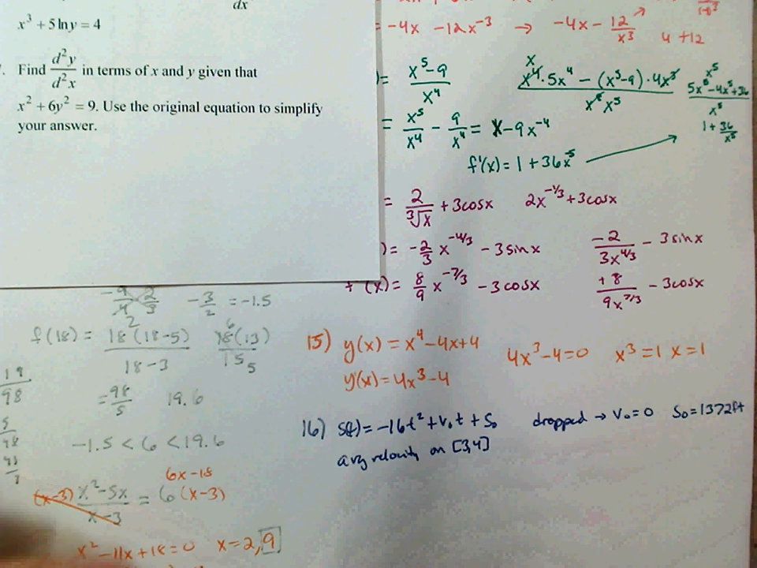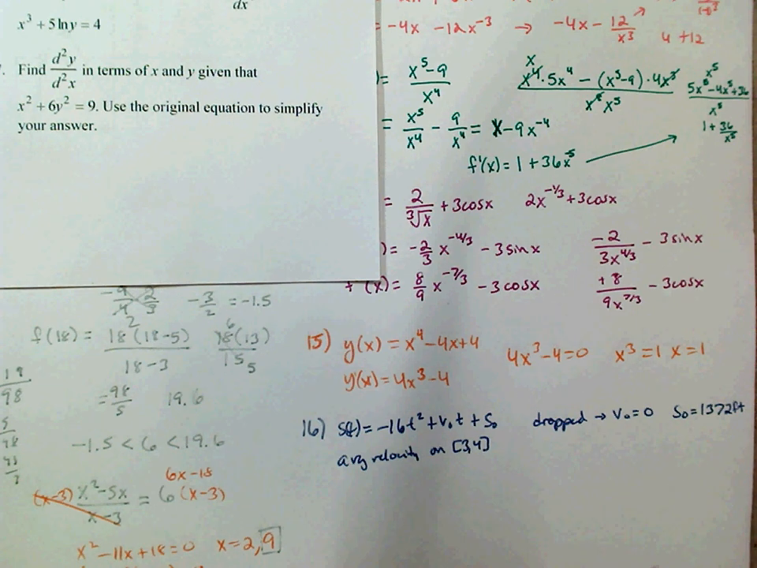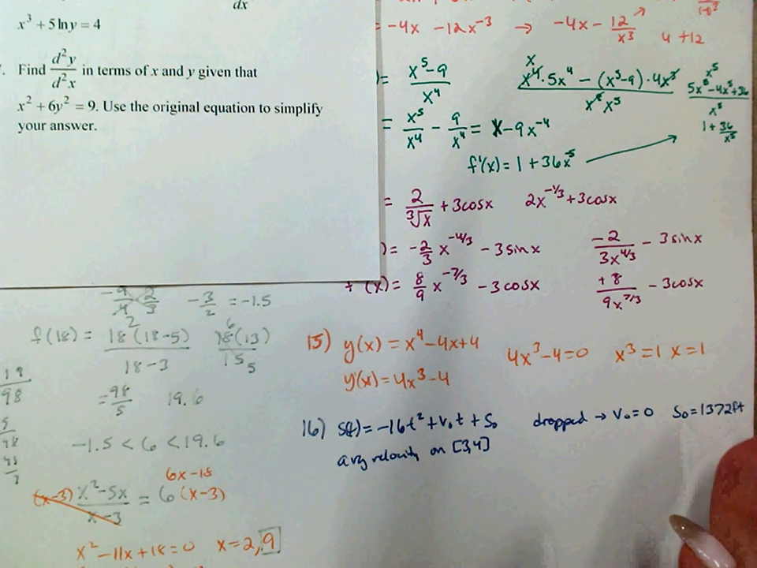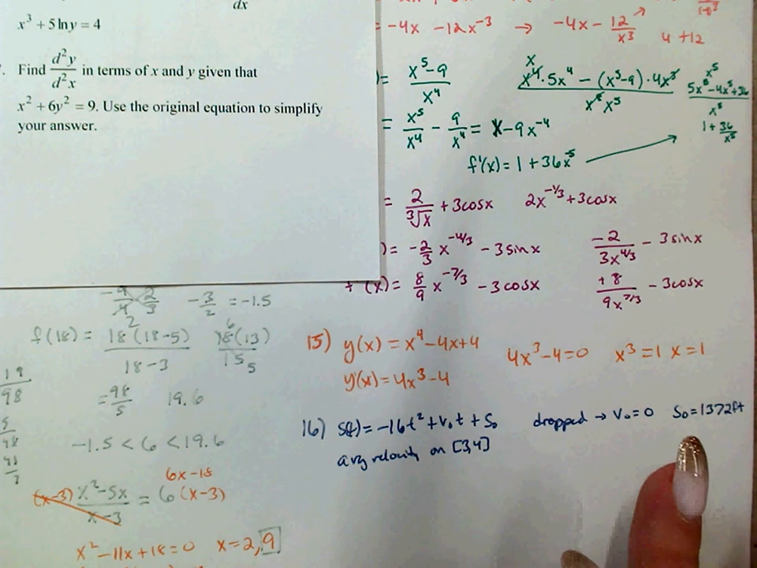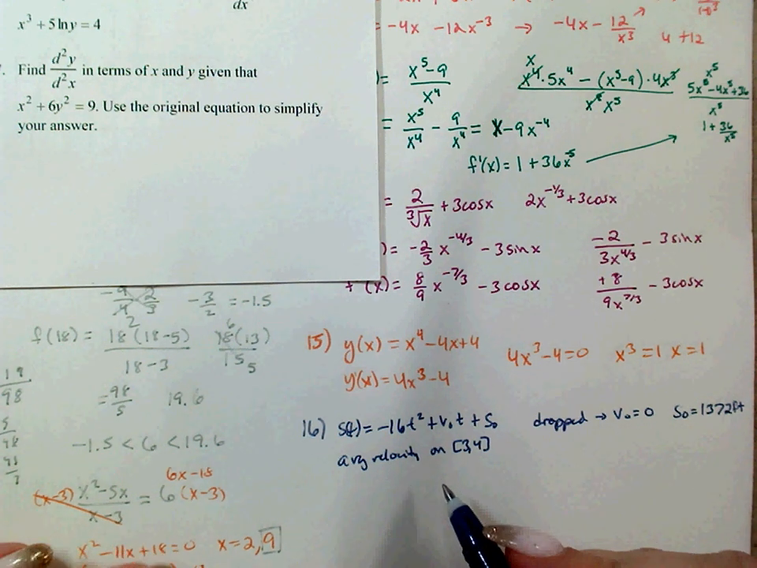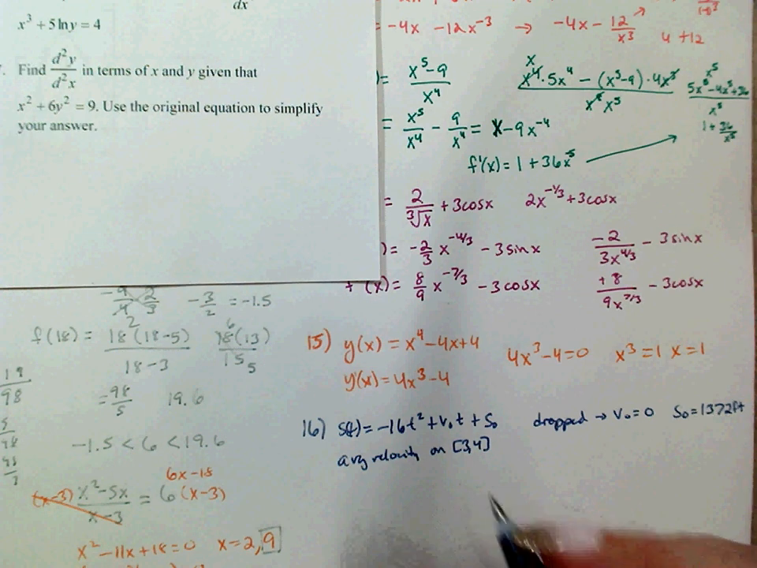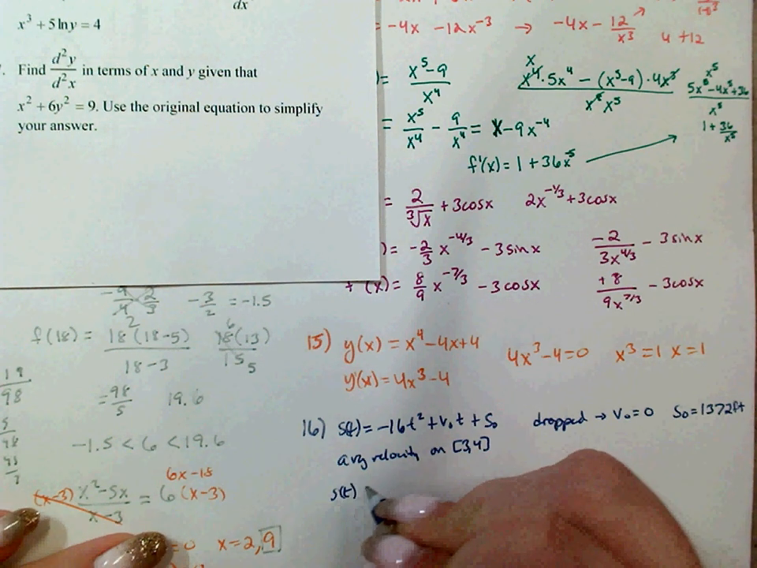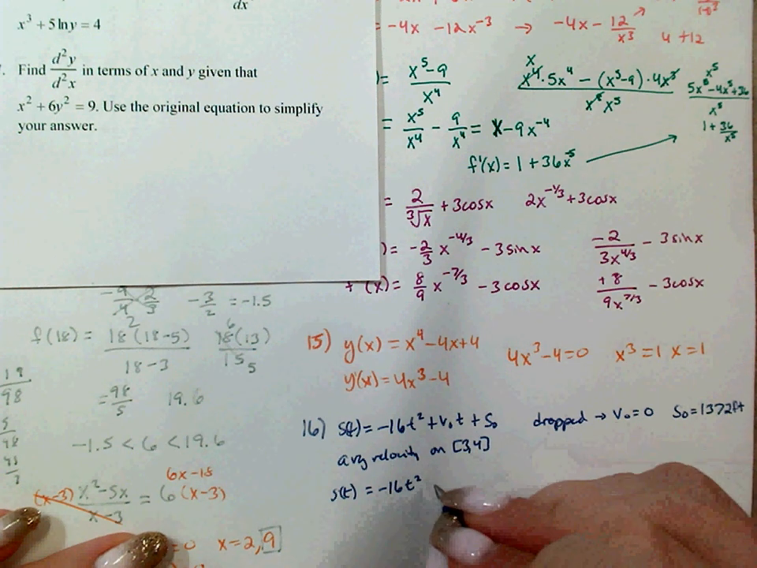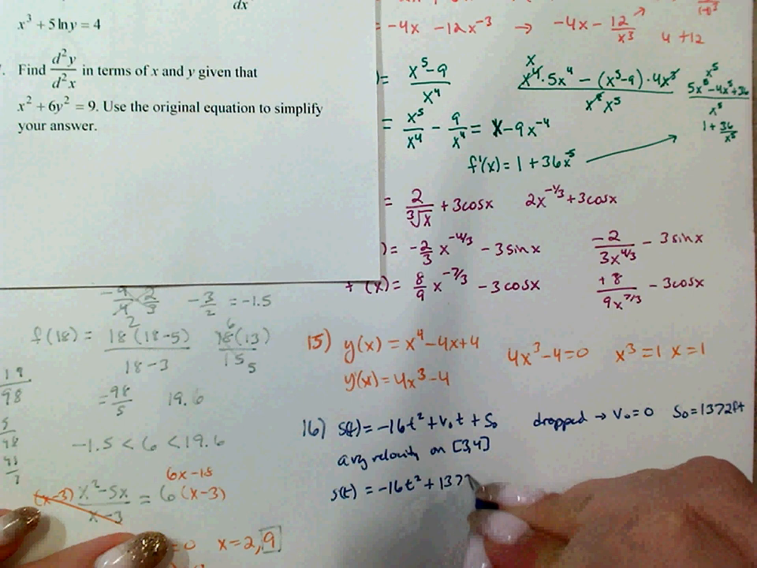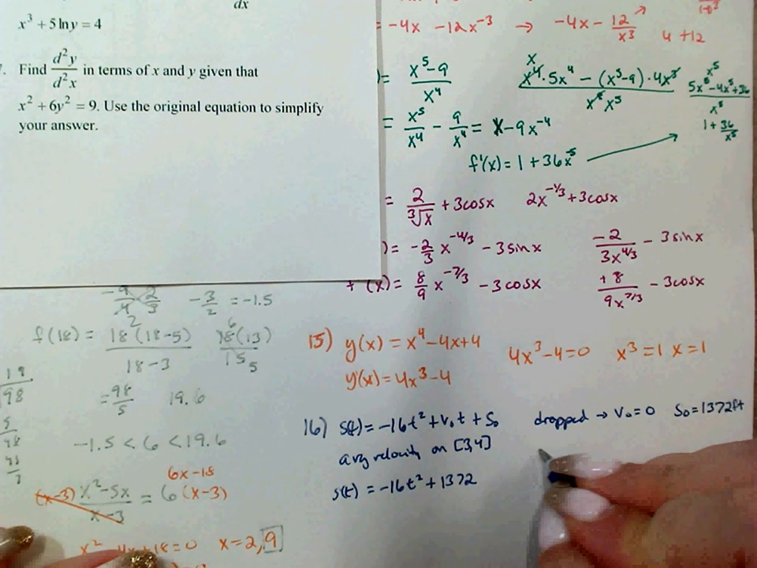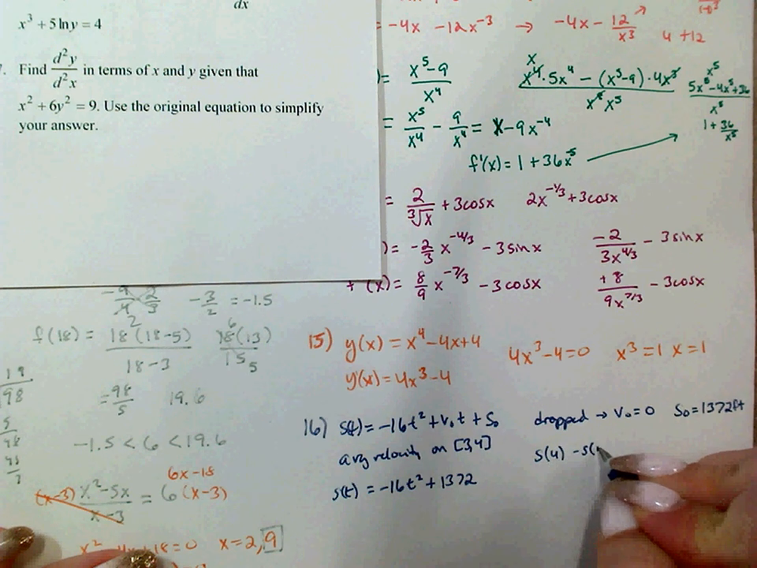So velocity is the derivative of position, and derivative is also another word for slope. So if you're finding the average velocity from 3 to 4, then you're finding the average slope. So we don't need to find velocity, we just need to deal with position. My position function is negative 16t squared plus 0t, because it was dropped, plus 1,372. So to find the average velocity, I'm going to say the position at time 4 minus the position at time 3 over 4 minus 3.